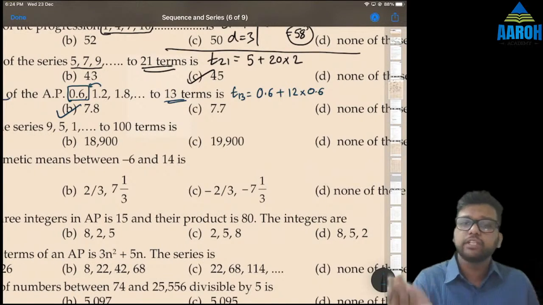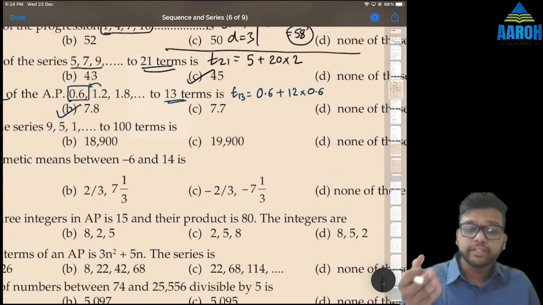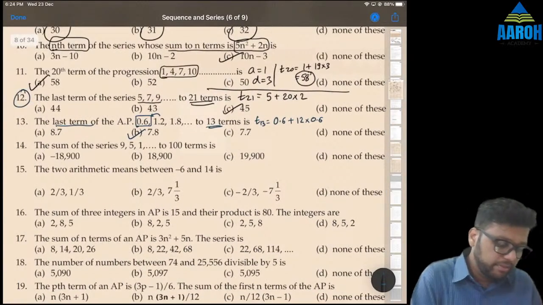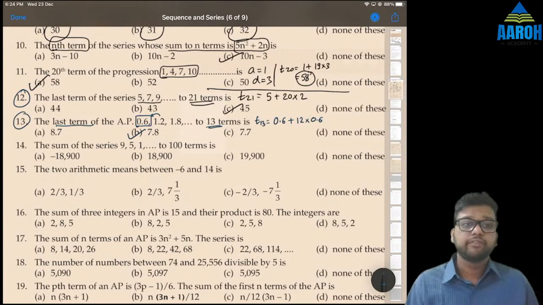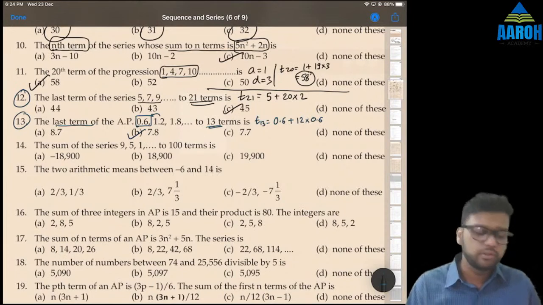Put it with question number and option so that I'll understand which question you are talking about. Tell me if you've got 13B. Everyone. 12C correct, 13B correct, good, correct.